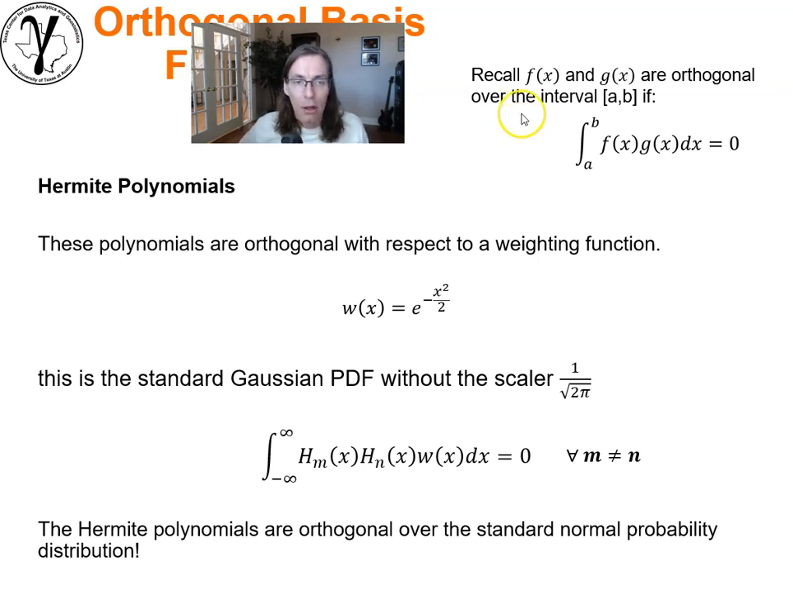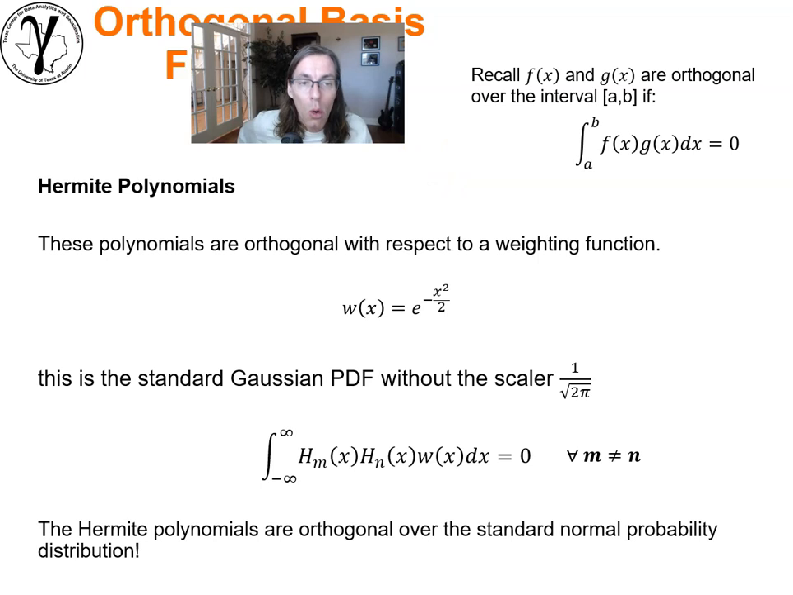Let's step back a little bit and do a little recall here. If I have two functions, f of x and g of x, over the interval a to b, they will be orthogonal to each other if the integration from a to b of the product of these two functions is equal to 0.